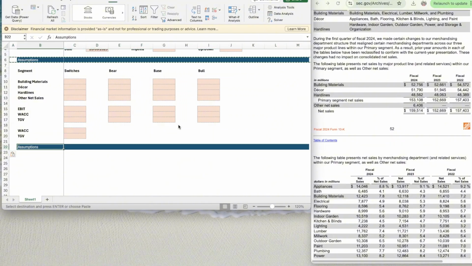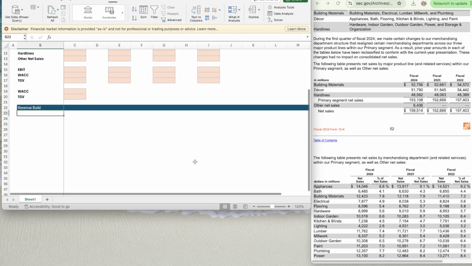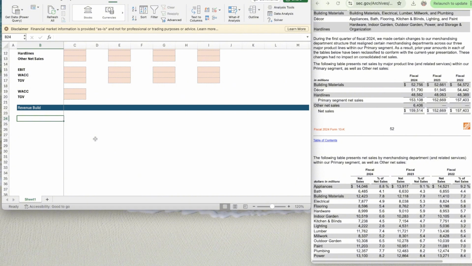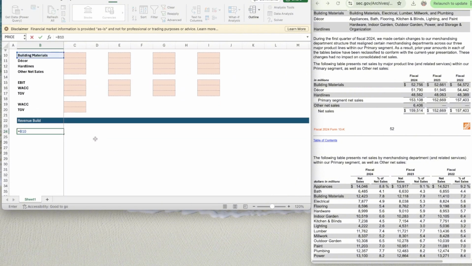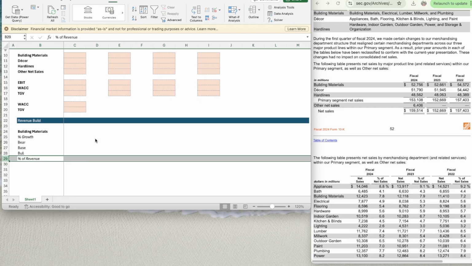Assumption, so this is now a revenue segment, revenue build we'll call it. The way we do this one, the first is going to equal B10. We have the next line, percentage growth, bear, base, sorry. And we might want to look at what percentage that is of revenue.